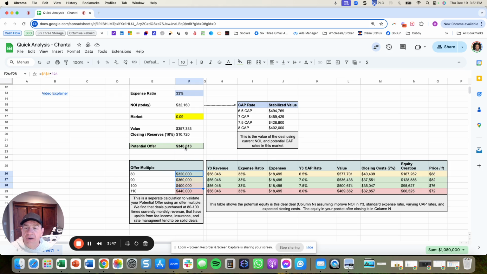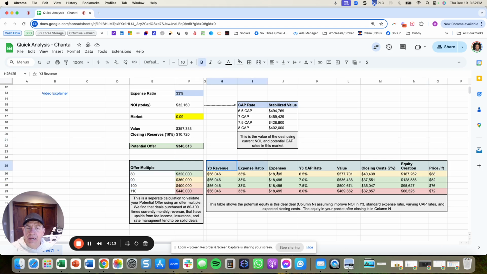And the idea here is that generally speaking, if we can purchase a deal within 80 to 100 times monthly revenue that has the opportunity for us to improve income through insurance and fee income and rate management and maybe reduction of expenses, the likelihood of that deal being successful long-term is pretty high. And successful to us would be that we created equity, that we created cash flow.